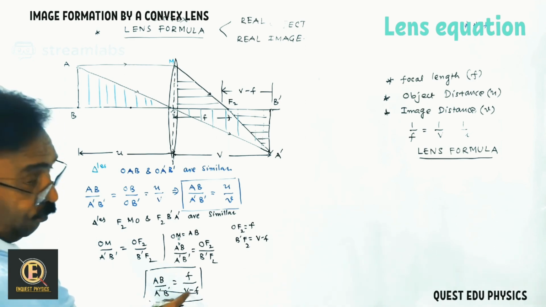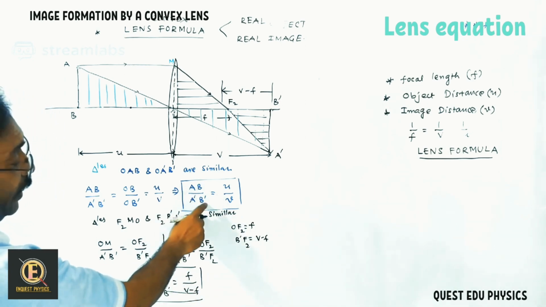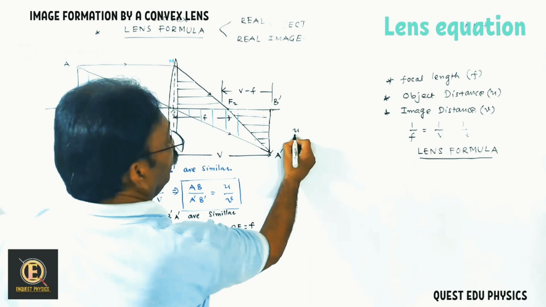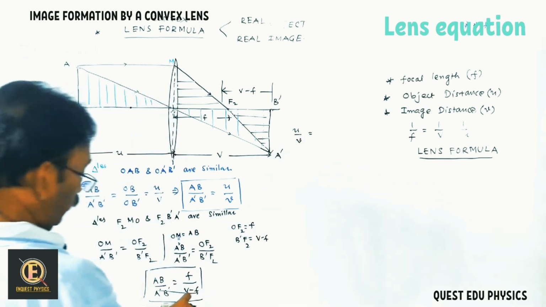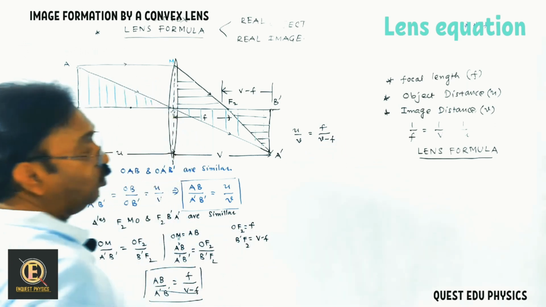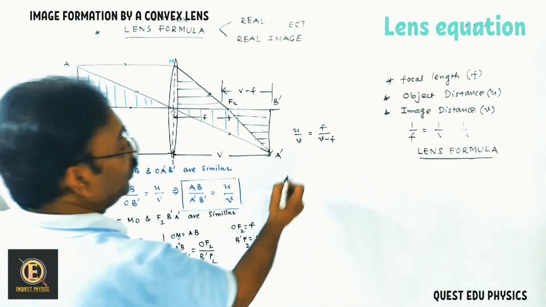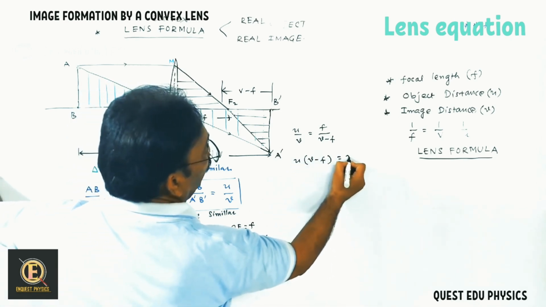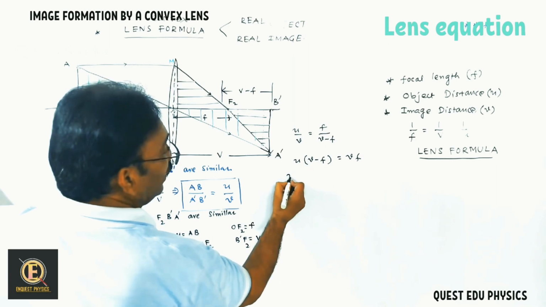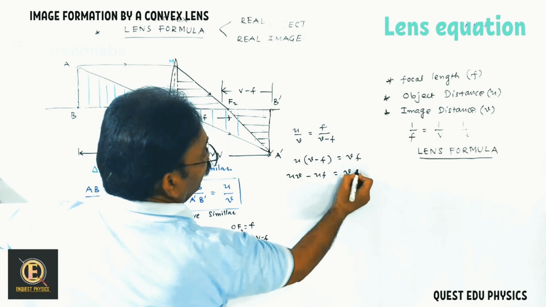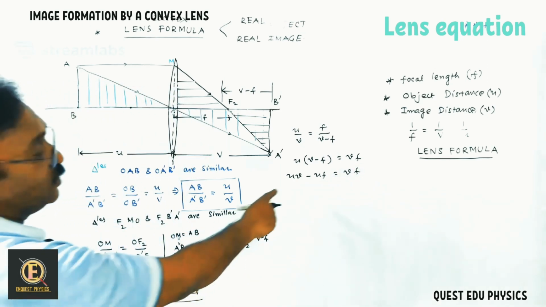Okay, students, we are doing cross multiplication. U of V minus F is equal to V F. And you can write it as UV minus UF is equal to VF. Okay, we have a relation, students. UV minus UF is equal to VF. Dividing the entire equation by UVF, let's see what happens.